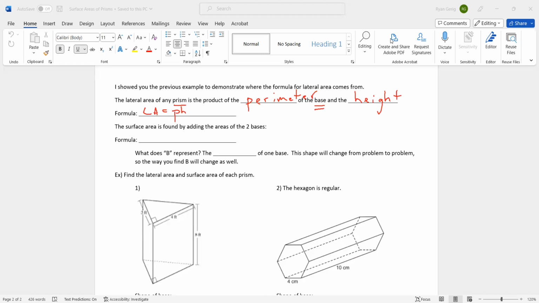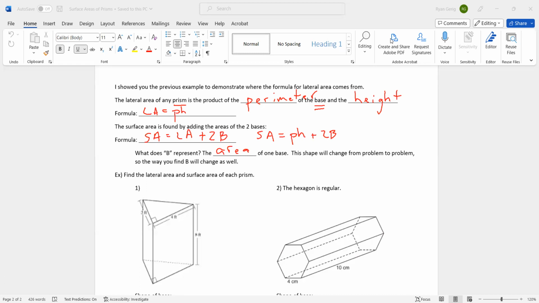Okay. The surface area is found by adding the areas of the 2 bases. So the formula for surface area here is lateral area plus the 2 bases. Another way you might see that written is surface area equals PH plus 2B. Now that B, that big capital B, and it is important that you see that it's capital, represents the area of one base. That's why it's 2B, because there are two bases in a prism.